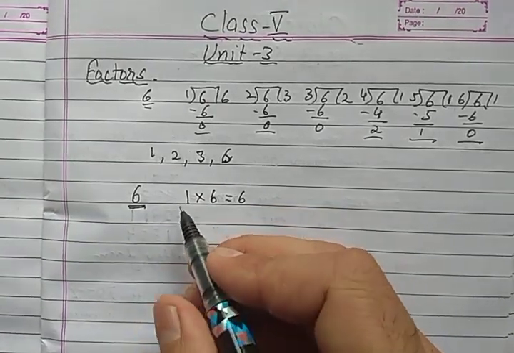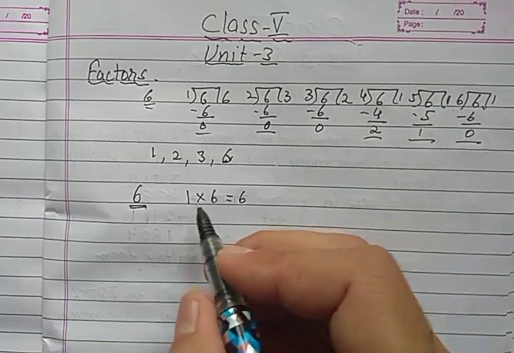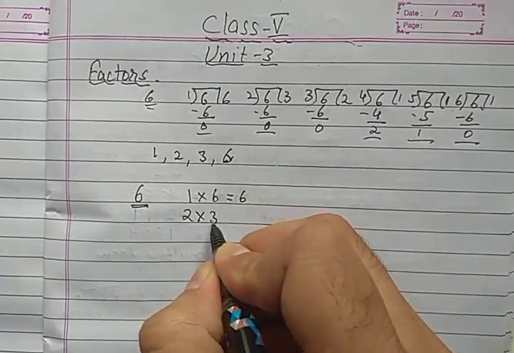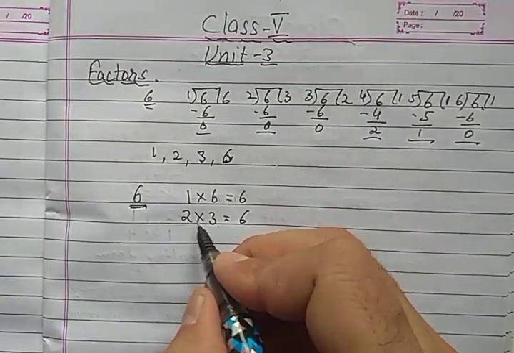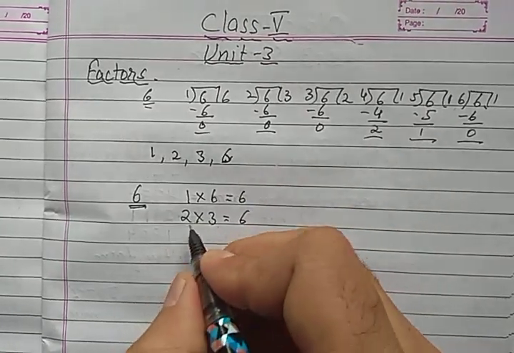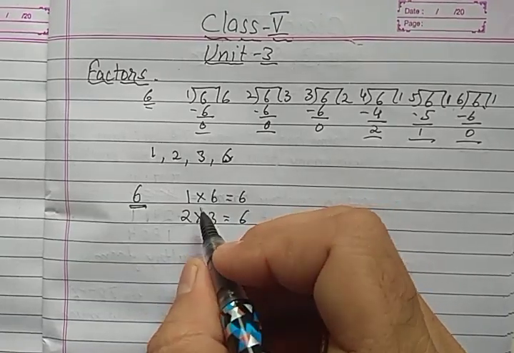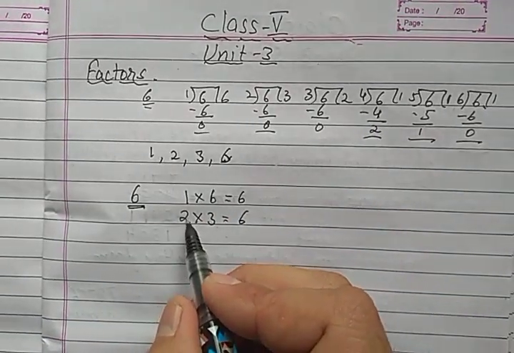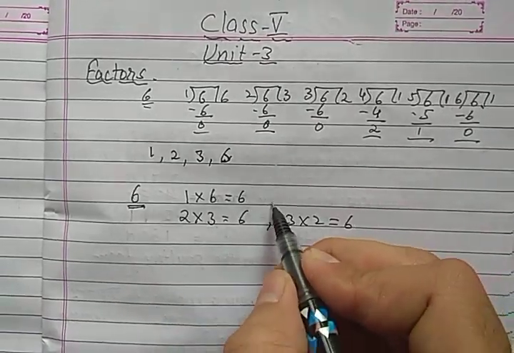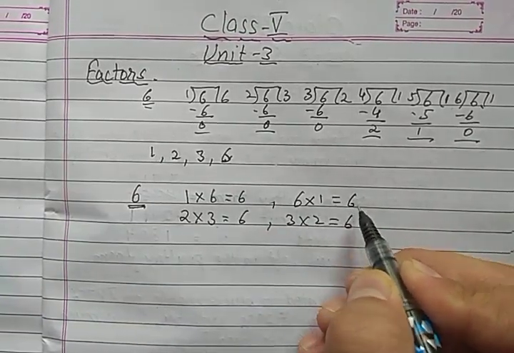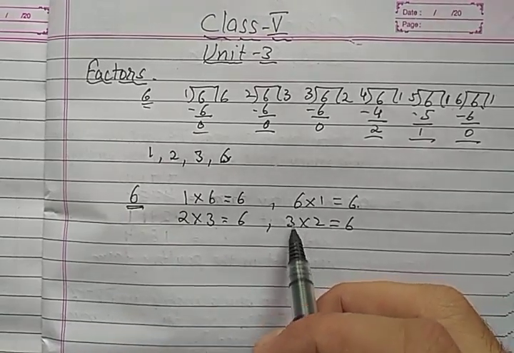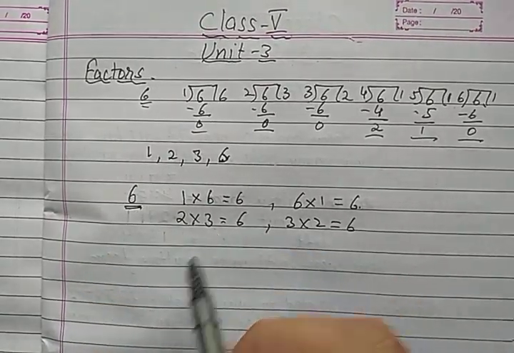So 1 6s are 6, and 6 1s are 6. Then 2 3s are 6 and 3 2s are 6. Both are the factors. You know that 2 3s are 6 and 3 2s are 6. Both are the same. And here 1 6 is 6 or 6 1s are 6. You can write like this. So 1, 2, 3 and 6. These all are the factors of 6.